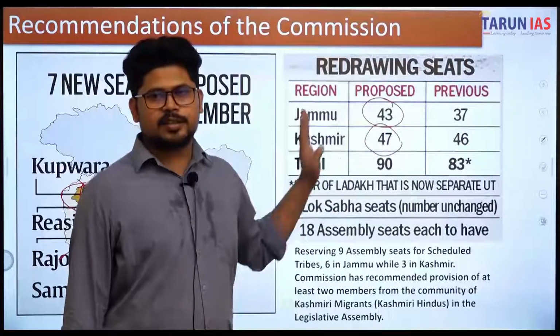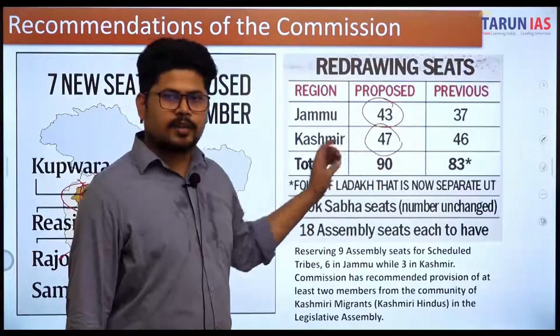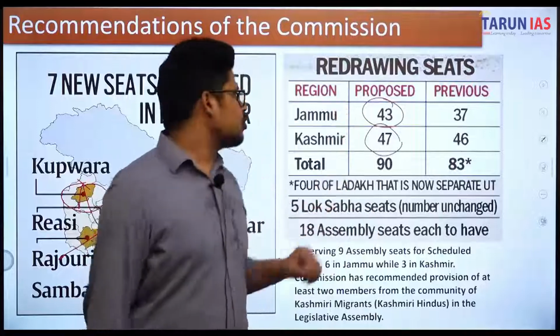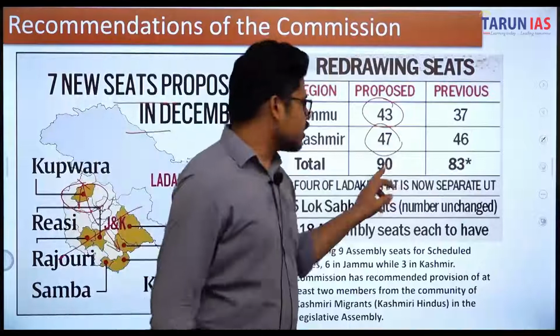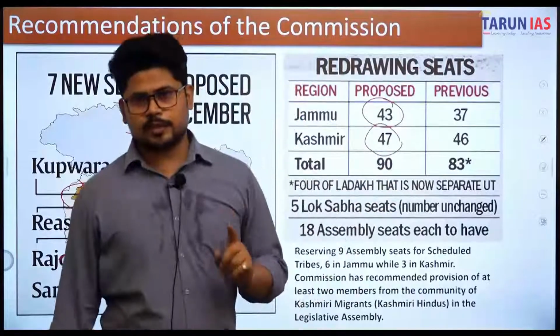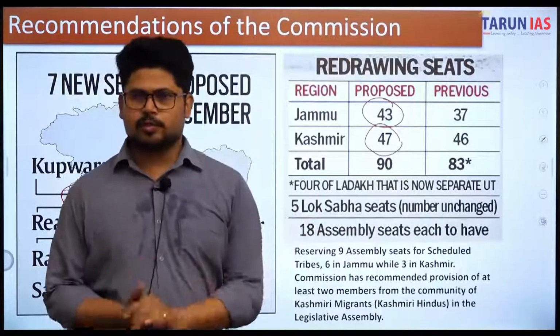Earlier there were 83 seats, and we saw that 7 new seats have been proposed, right? So 83 plus 7 is equal to 90. 1 for Kashmir, that is Kupwara, and the 6 others for Jammu region.